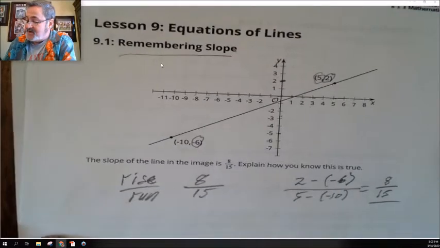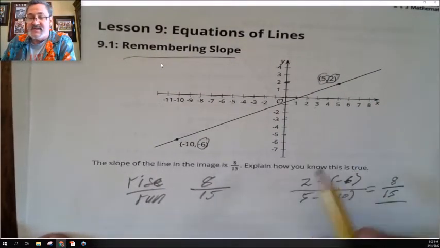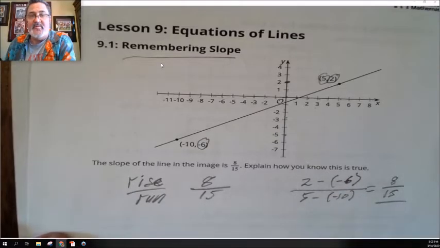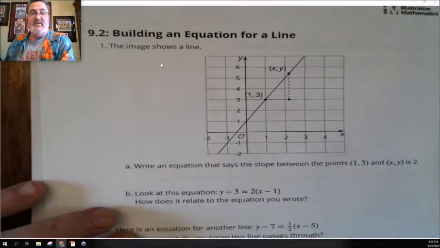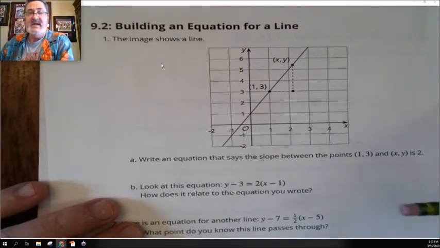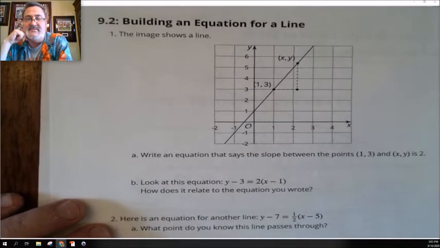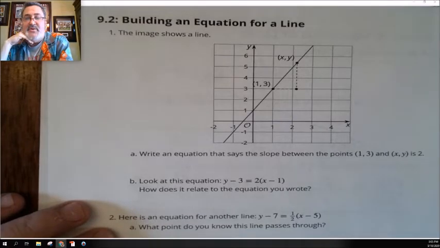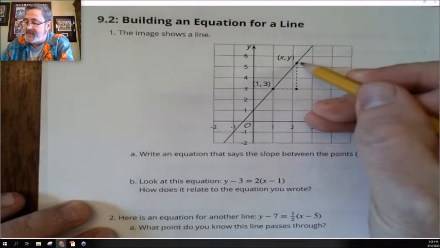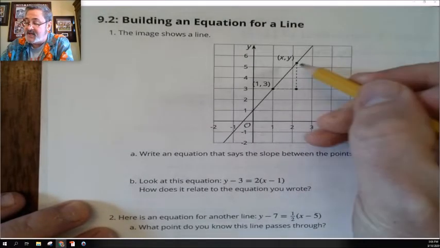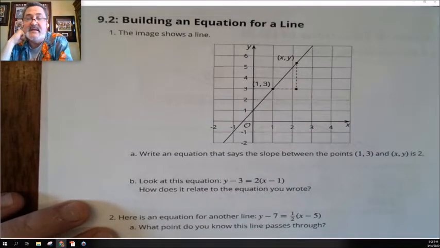So either way we're subtracting the difference in the y's and putting it on top, subtracting the difference in the x's, putting it on bottom. Difference of the y's over the x's. So a little refresher there for our start today, because we are going to be working on building an equation for a line just a little differently here. So let's look. The image shows a line. Yes, we see a line. And there are 2 points on the line for us. There's a point here at (1, 3), and then this (x, y) point is just kind of out in space. It's not on an actual coordinate point that we can easily discern.